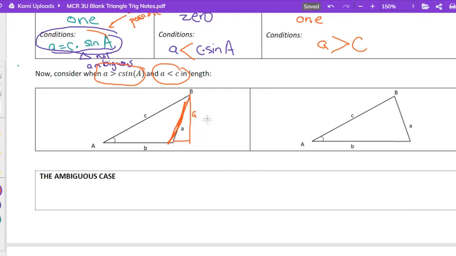Can you see? Folks, watch here. Can you see that this slanted A is longer than this A? Okay, so what if it's a little bit longer? It's still going to make a triangle, right? And what if it is not longer than C? That's the tricky one. Let me explain.